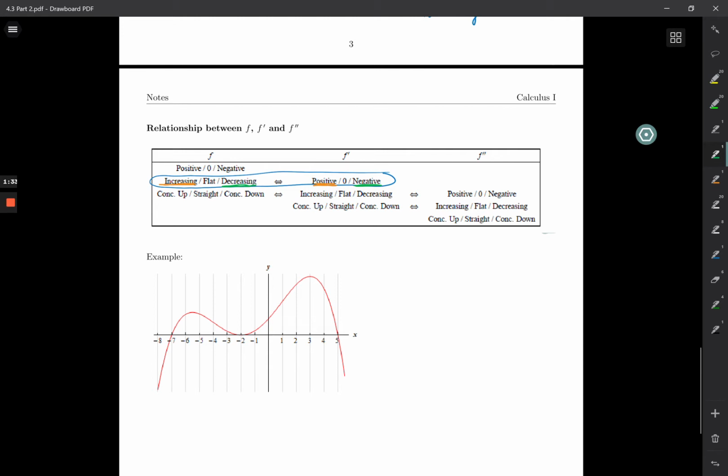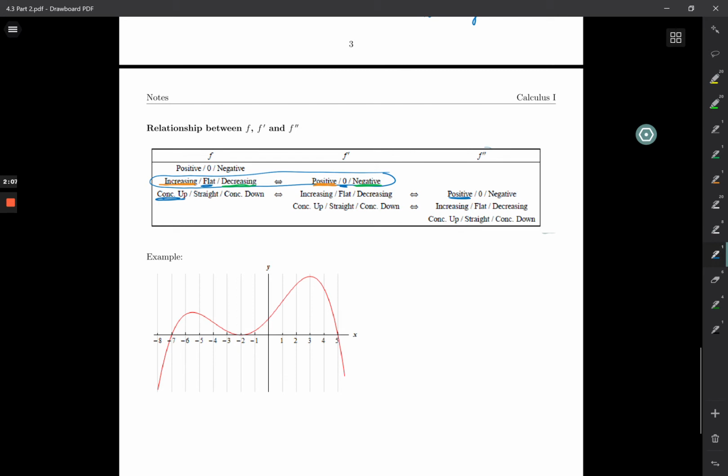So wherever it appears in this list, these things correspond, right? So you can match them up like that. So flat corresponds to 0. Okay, and so if we look at the next line and focus on concave up, that means that the second derivative is positive. So we can go all the way to the other end of the table and we get that relationship there.